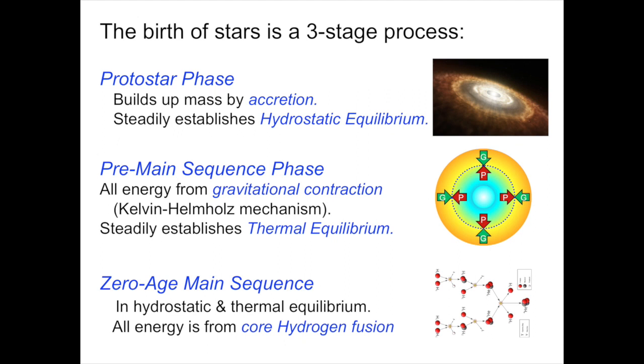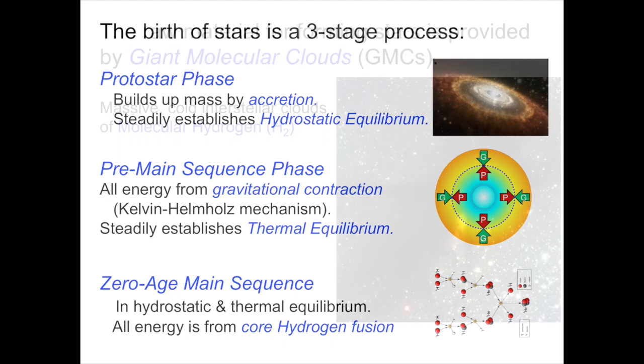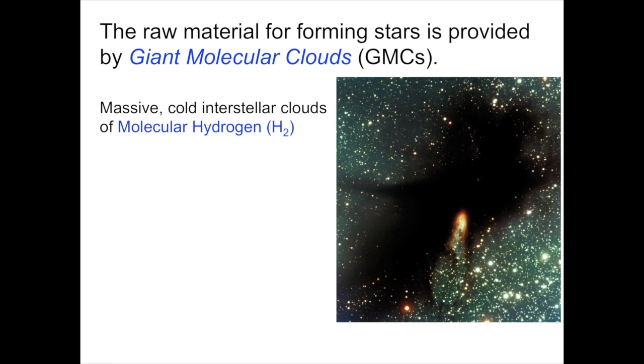Let's go through all of its phases, from the earliest phases up to the point that the star becomes a zero-age main sequence star. The raw material for forming stars is provided by giant molecular clouds, what we're going to call GMCs for short. These are massive cold interstellar clouds composed primarily of molecular hydrogen. This is two hydrogen atoms combined together to form an H2 molecule. We see these in space as very dark, very dense clouds.